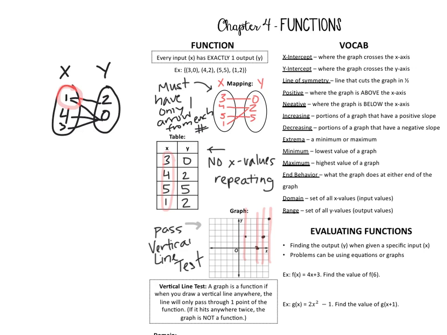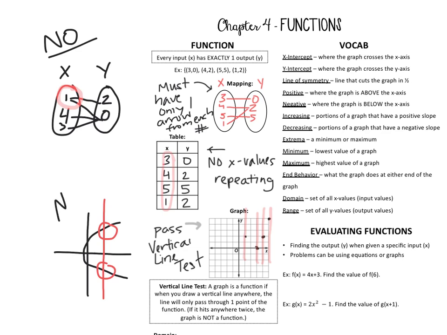Okay, if you have a table, if you had any x values repeating, that would not be a function. And if you drew a vertical line, so these are all my no's, these are not functions. Let's say we had a graph, and we had a line that goes like that. If we were to draw a vertical line, that hits there and there. So that makes that not a function. So in order for it to be a function, you've got to be able to draw a vertical line anywhere on the graph, and it can only hit once.